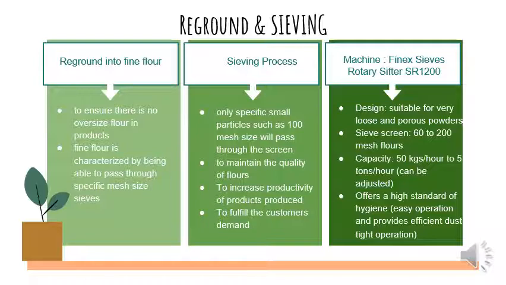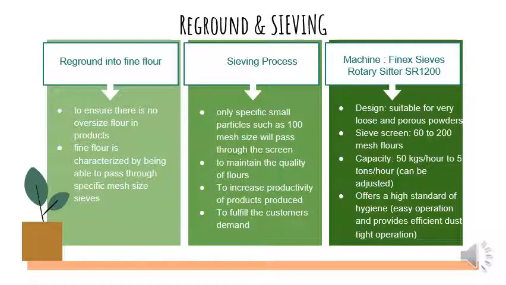sieving screen. After that, the rice flour will continue to the sieving process, which lets the larger particles be trapped on the mesh screen, and only specific small particles such as 100 mesh size will pass through the screen. Finally, the larger particles will be eliminated, and only fine flour will be ready to continue to the next process. The advantages of this process are to maintain the quality of flours. This process can also increase the productivity of products and can fulfill the customer's demand.